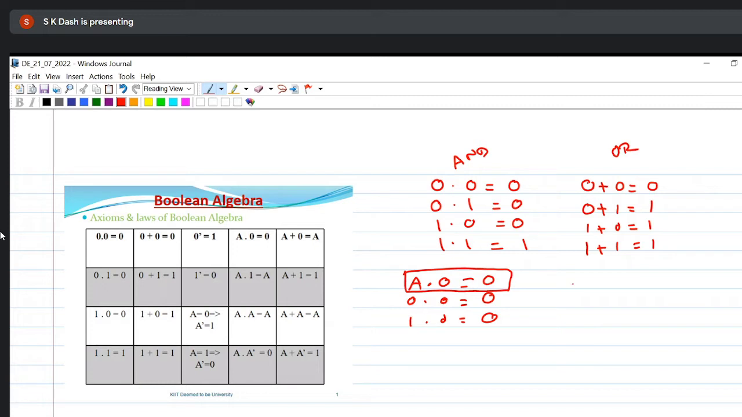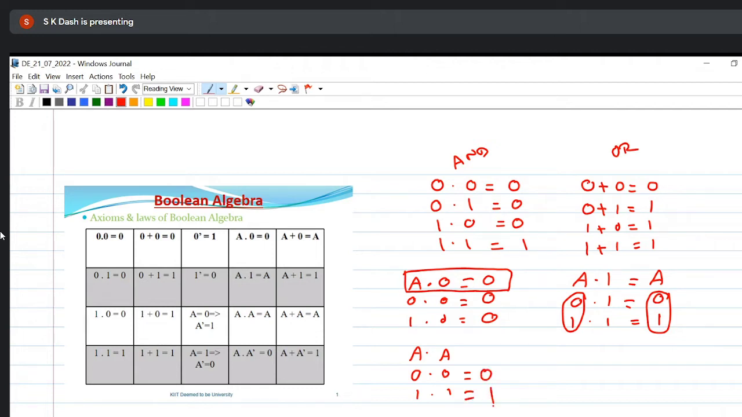Similarly, next a dot 1, where a can be 0 or a can be 1. So 0 dot 1 is 0, 1 dot 1 is 1. Whatever the value of a, the same thing we are getting in the result. So a dot 1 is a. Next, a dot a, where a can take 0 or 1. 0 dot 0 is 0, 1 dot 1 is 1. Whatever the value of a, the same thing we are getting. So a dot a is a.